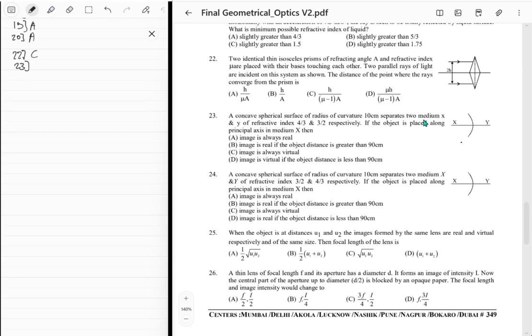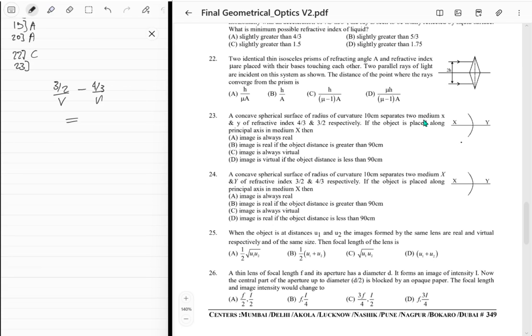So first of all, mu upon v minus 4 upon 3 upon u is equal to 4/3 minus 3 upon 2, which is like, what's this, 8 minus 9 is negative.